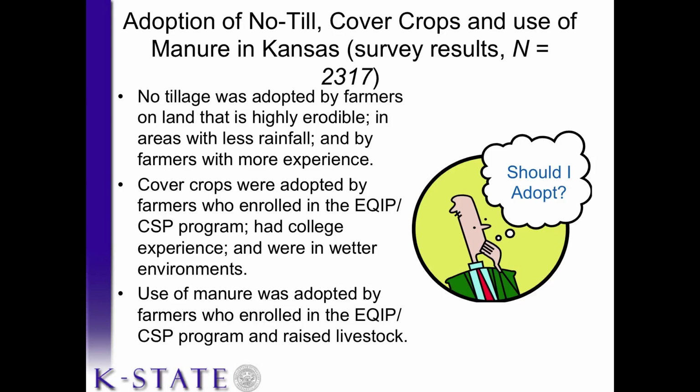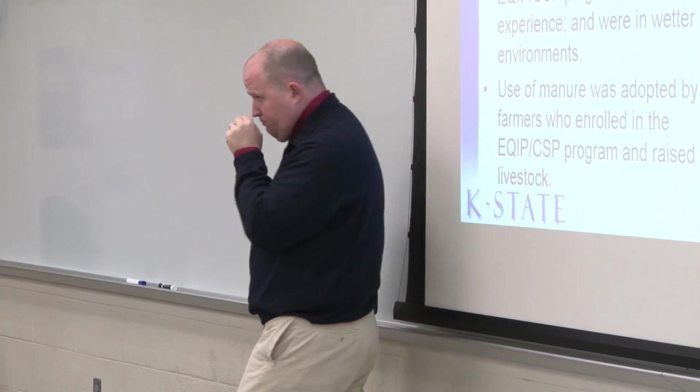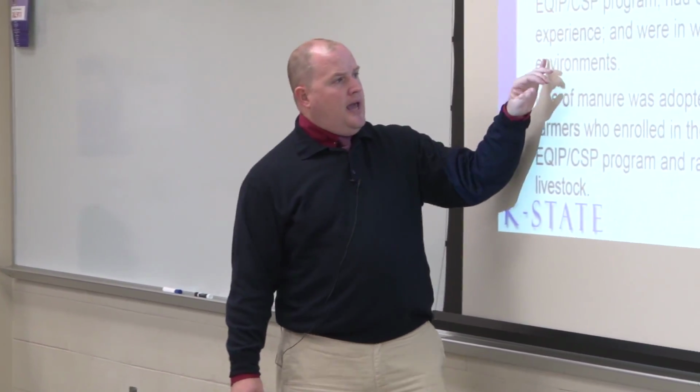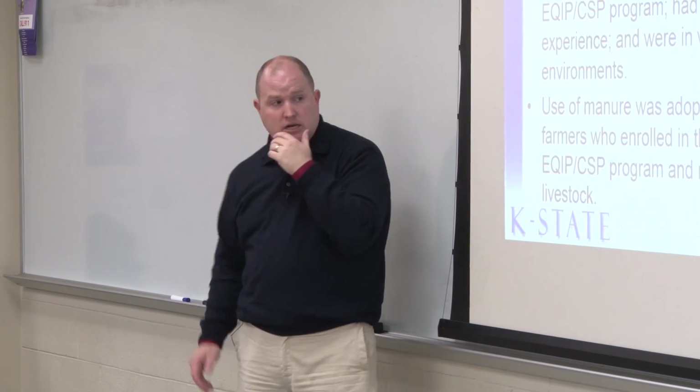Cover crops, people who did adopt them are people who are involved in conservation programs such as EQIP and CSP. That's the Environmental Quality Incentives Program. CSP is the Conservation Stewardship Program. They're both run by USDA, Natural Resource Conservation Service. A lot of these people had college experience, which is actually a significant thing in Kansas compared to when I was in the Southeast. About 40% of farmers in Kansas have a college degree. Average age of farmers is now 58. And these were adopted in wetter environments. So mostly you're seeing them in eastern and central Kansas.